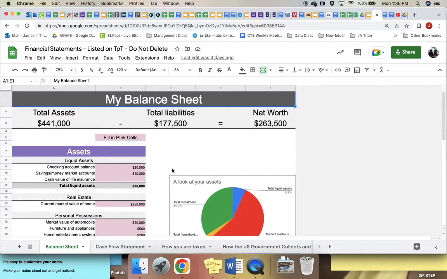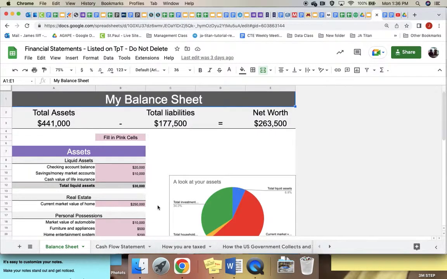Here's the dashboard that students will have access to. They fill in the pink cells. I have 3 dashboards that the students fill out: the balance sheet, the statement of cash flows, and then one that's how you are taxed. And this is a really fun one we'll look at. But let's look at the balance sheet first.